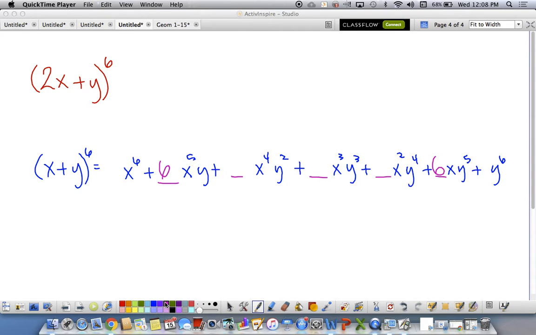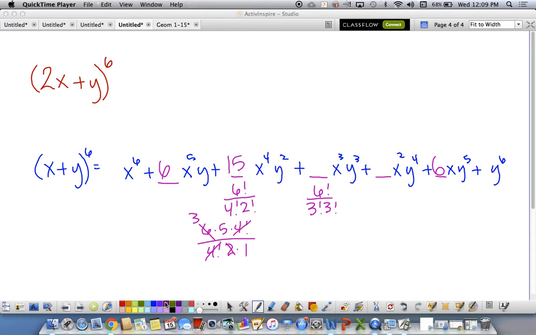So here I go. I'm going to do a 6 factorial over 4 factorial, 2 factorial. Really, I only have to do 2 of these. 6 factorial over 3 factorial, 3 factorial. And this one, I don't put them in my calculator because I can do 6 times 5 times 4 factorial over 4 factorial times 2 times 1. So 30 over 2, 15. So this number is 15.